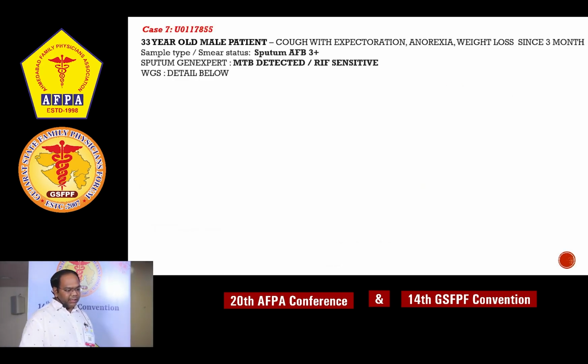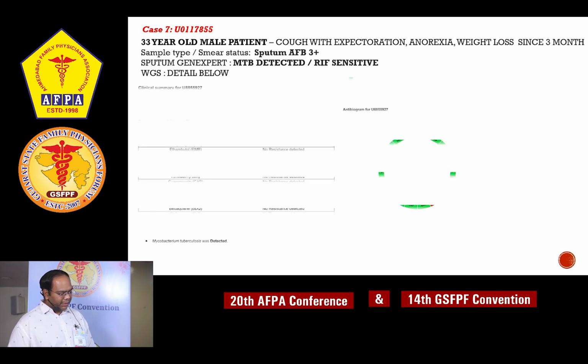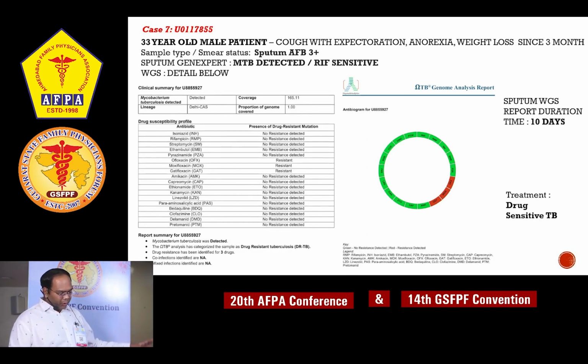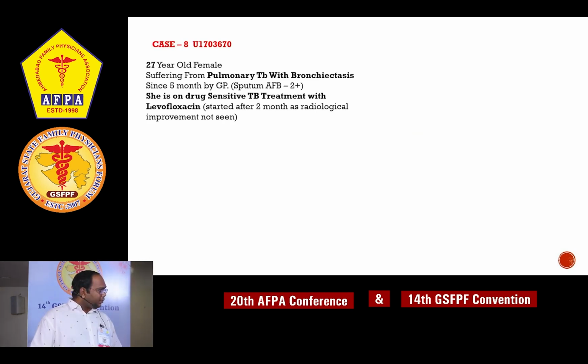This is another case, a 33-year-old male patient, same cough with expectoration, weight loss, sputum AFB +3, Mycobacterium TB is detected with rifampicin resistance. Here is the trap. With WGS, we have found that ofloxacin, moxifloxacin, gatifloxacin, so the whole FQ regimen is resistant. Some general practitioners, even MDs, even pulmonologists have a tendency to add levofloxacin as a sensitive drug. But the patient is already found to be levofloxacin resistant, so there is no need to add levofloxacin. So the burden of different antibiotics is more with the lesser education level of the doctor. The report was found in 10 days, drug sensitive TB treatment was given and the patient is treated.